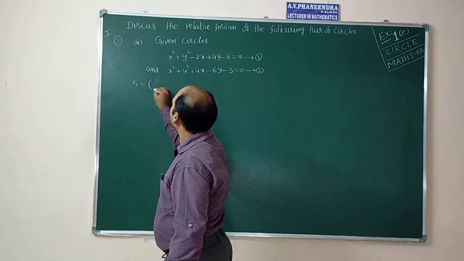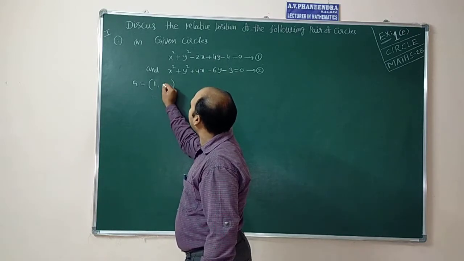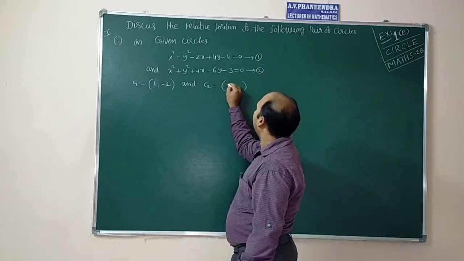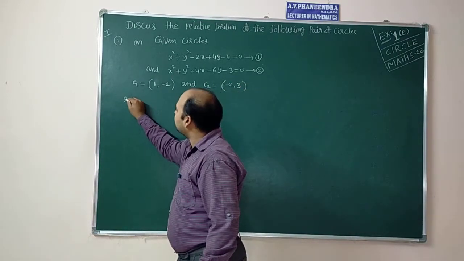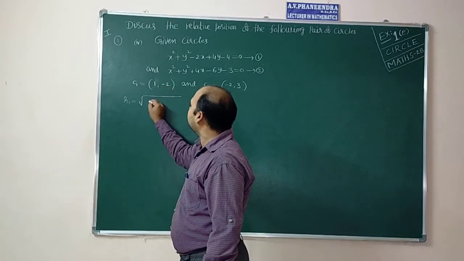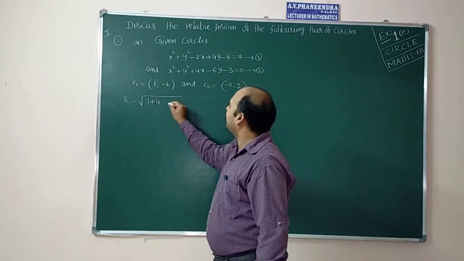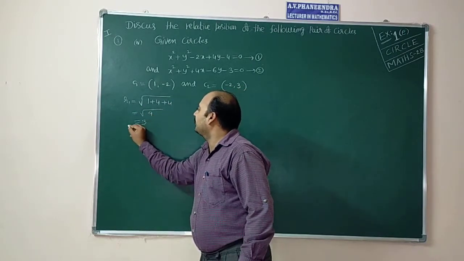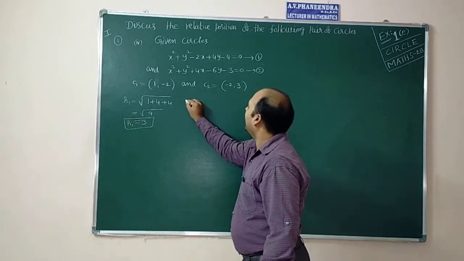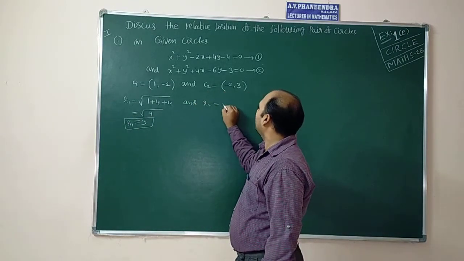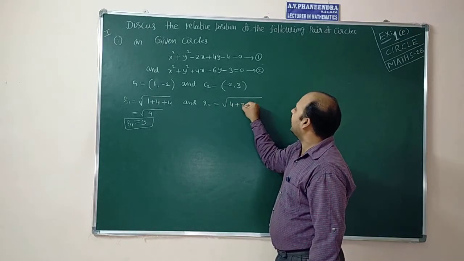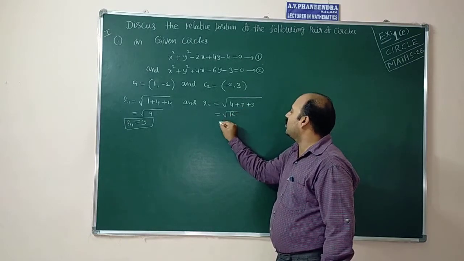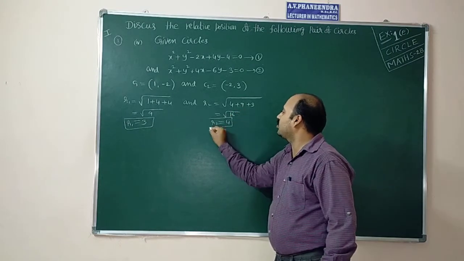C1 is the first circle center, so 1 comma minus 2, and the second circle center C2 is minus 2 comma 3. Radius of the first circle R1 equal to square root of g square plus h square minus c, 1 plus 4 minus of minus 4, plus 4, which is equal to root 9, which is equal to 3. R1 is equal to 3. And radius of the second circle R2 equal to square root of g square plus h square minus c, 4 plus 9 minus of minus 3, plus 3. So root 16, which is equal to 4. R2 is equal to 4.